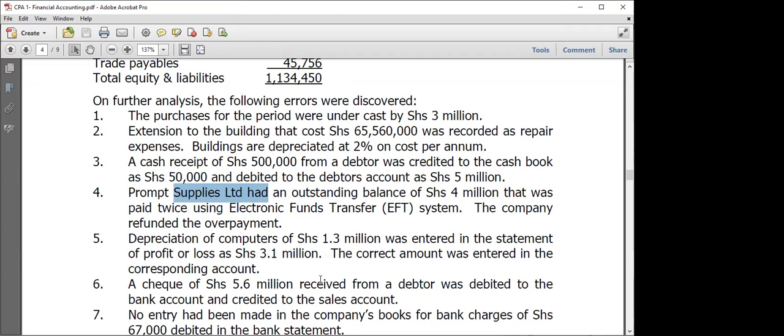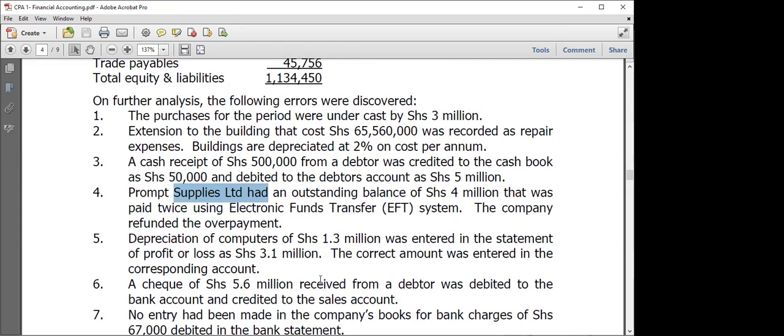So for question 4, just to understand, your question should be: what kind of error was actually made in this case? Because they're saying Prompt Supplies Limited had an outstanding balance of 4 million that was paid twice using electronic funding. That was the error. But then they're also telling us that the company refunded the overpayment.